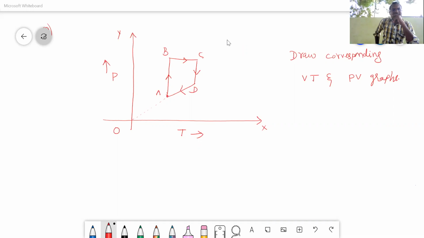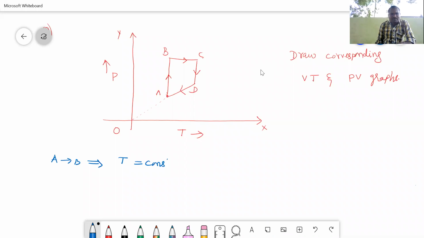In the process A to B, pressure increases and volume decreases, and temperature is constant. Let's see the diagram. I'll write it; you all check. A to B. What happened? Temperature constant first. See the vertical line. And what happened to pressure? Pressure is increasing. Pressure increases means what happened to volume? Decreases. This is what will happen in the A to B process.